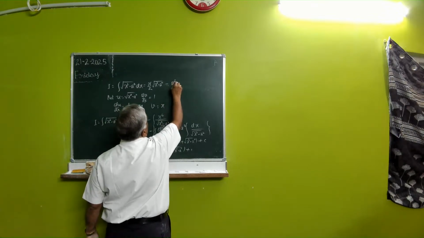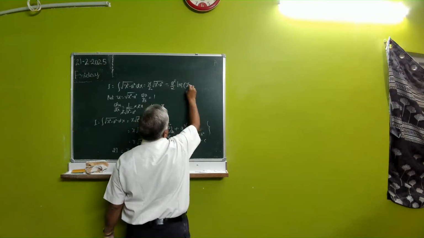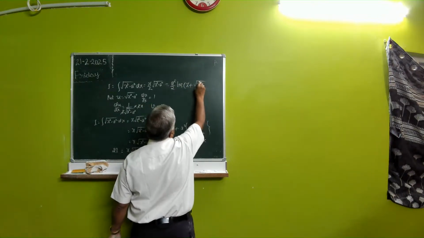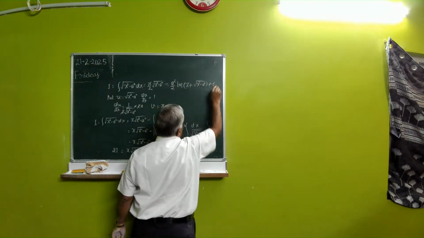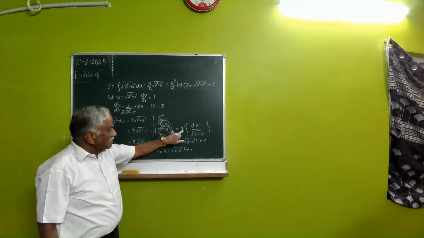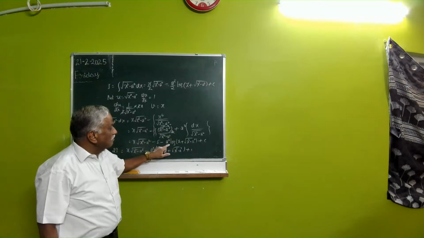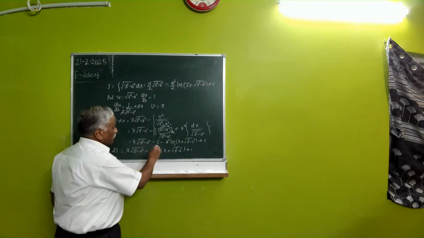2 log of x plus root of x square minus a. Repeat once again. Here we have written minus a square plus a square, but there is a minus sign outside. Therefore, this will become minus a square. This is minus I only.